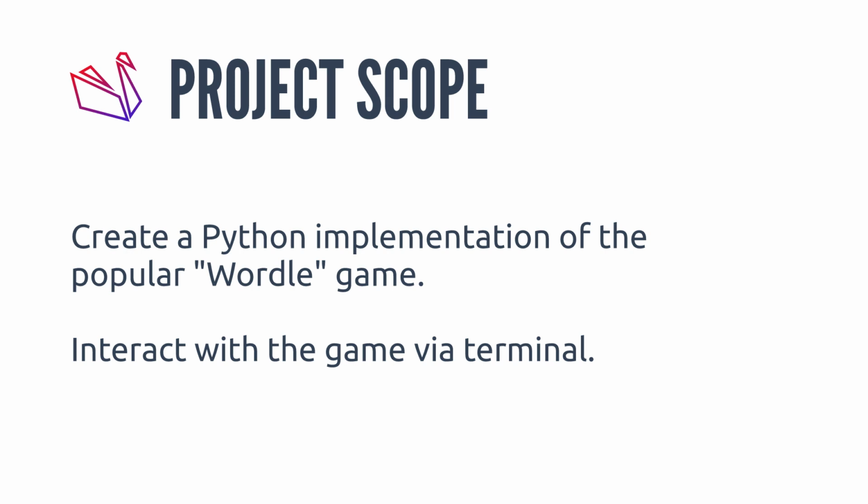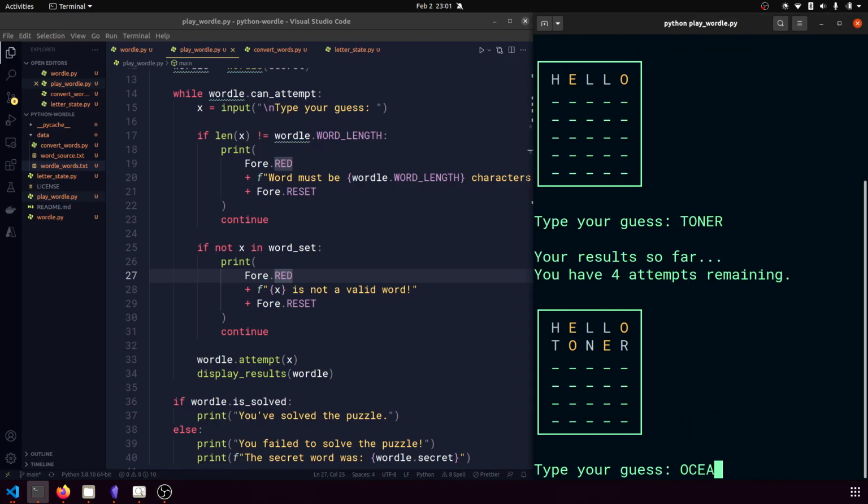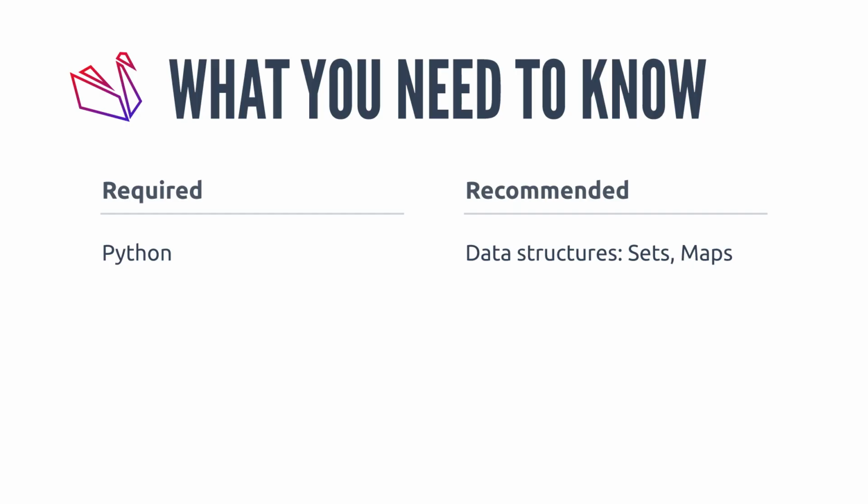In today's project, we are going to build a simple version of this game in Python, and since we won't have a web interface like the real game does, we'll be interacting with it via the terminal. To follow along with this project, all you need to know is some basic Python. I'll be using version 3.8. We'll also be applying some data structure knowledge to this, so knowing about dictionaries and sets in Python will help.